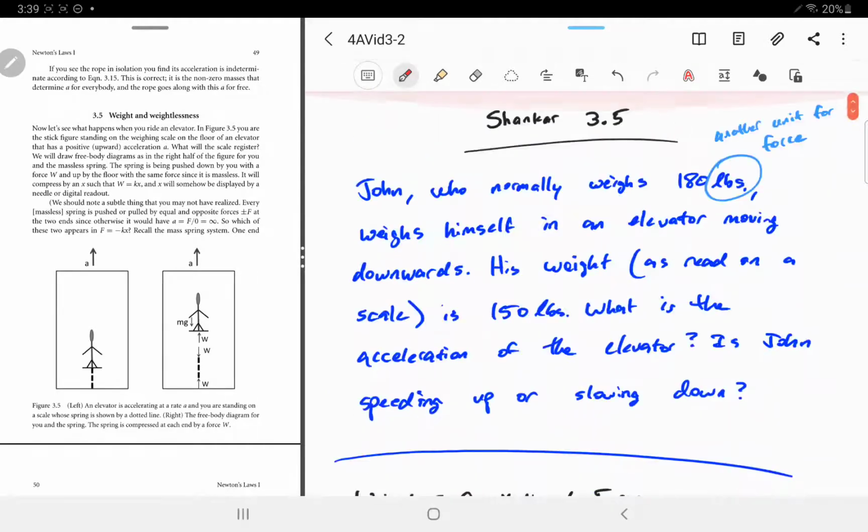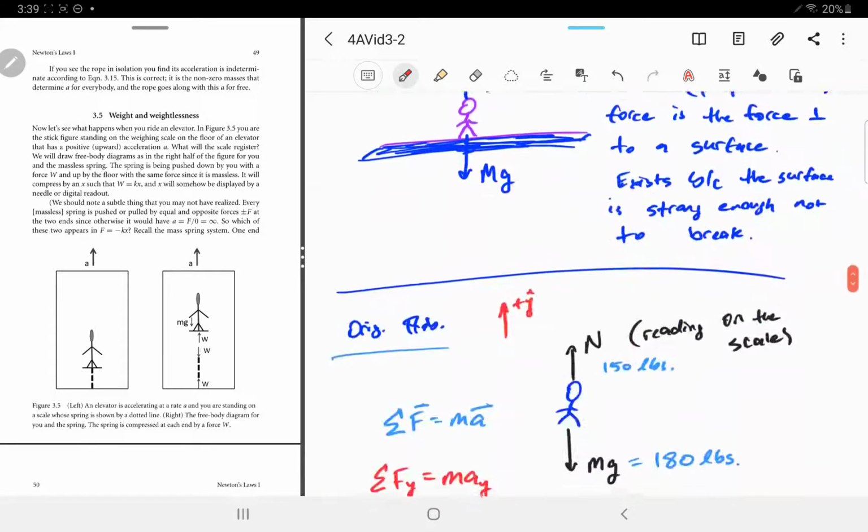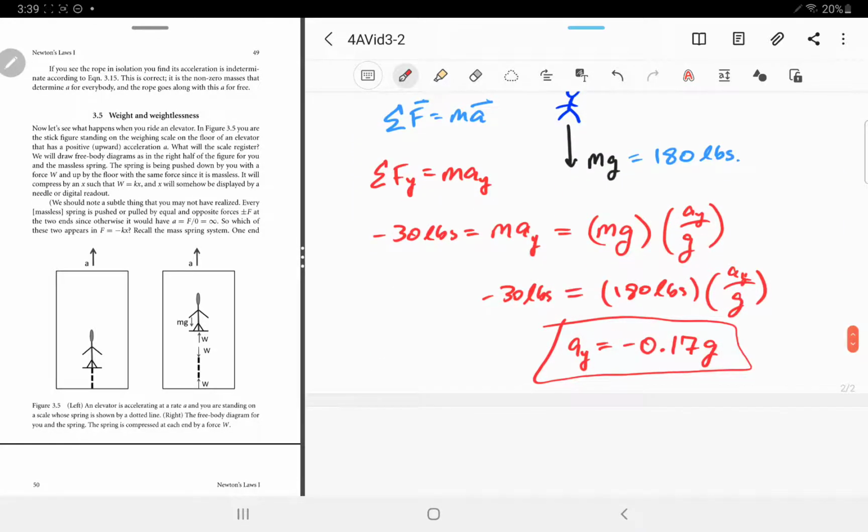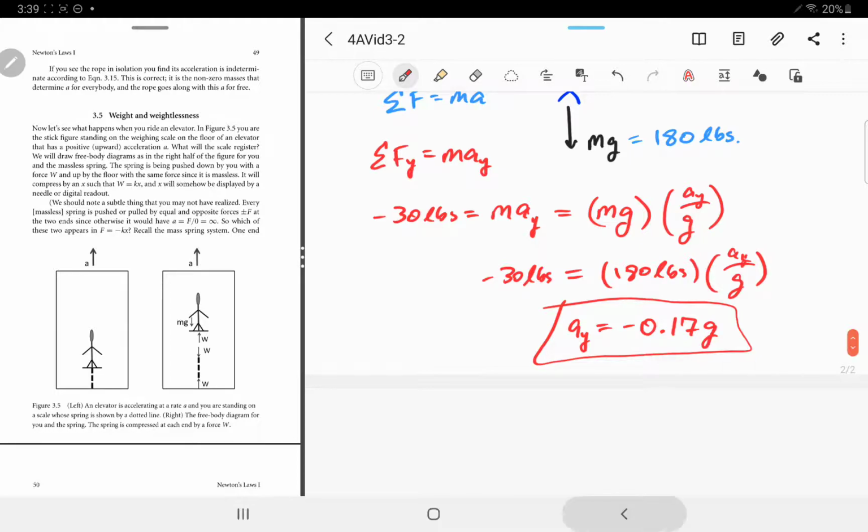Right, so that was one of the original questions, right? What is the acceleration of the elevator? Looks like it's 0.17 g in the downwards direction. So this is vertically downwards. Acceleration is vertically downwards.